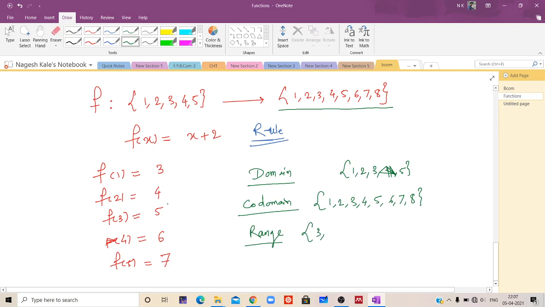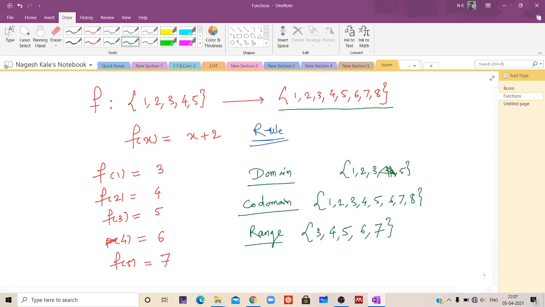So 3 will be there in my range. What is the image of 2? 4. So 4 will be there in my range. Then 5 is also an image, so it will be in range. 6 is also an image, and 7 is also an image. So this is my set of all images. You can easily understand that 1, 2 and 8 are not part of the range.